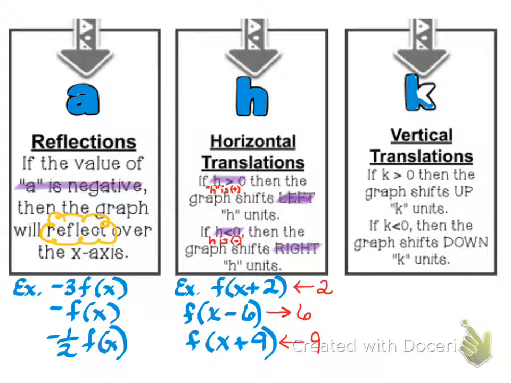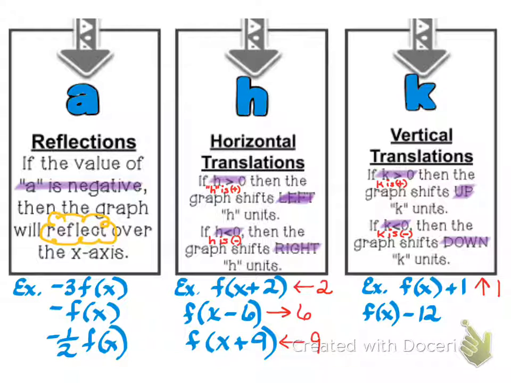Okay, the value of K, when K is positive, it's going to go up. So these values basically say what they mean. They're not opposite. When K is less than 0, or when K is negative, then the graph is going to shift down. So here's some examples. K is positive, so it's going to go up 1. K is negative, so it's going to go down 12. K is positive, so it goes up 7.